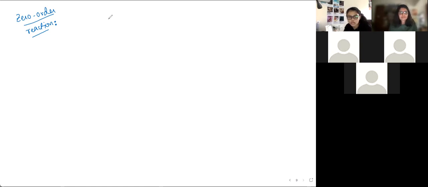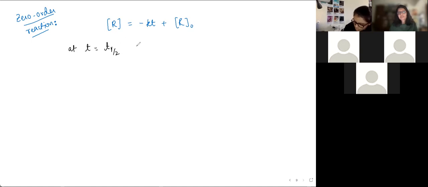Integrated. So R at a particular time t is equal to R naught minus KT, or minus KT plus R naught, same thing. So for half-life's sake, at t equal to t half, what do we know about the concept of half-life? That R is equal to R naught by 2. Yes, R naught by 2. At t equal to t half, when this much amount of time has passed, the concentration of reactant became half.